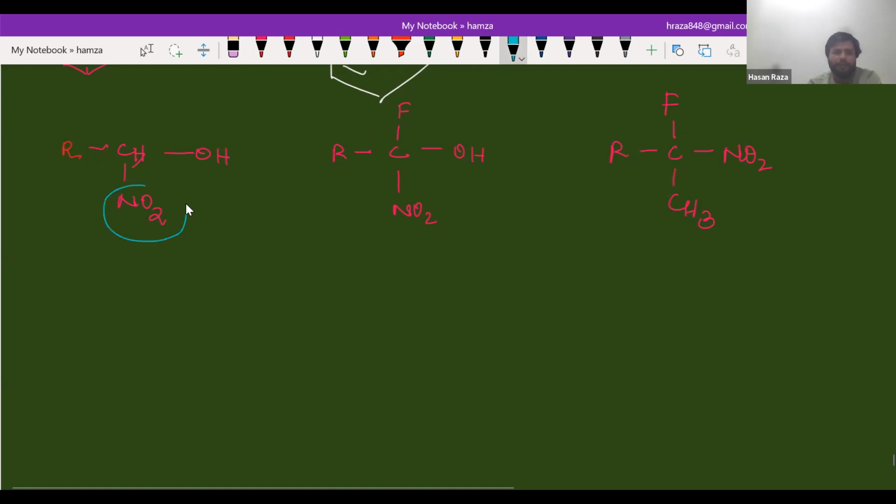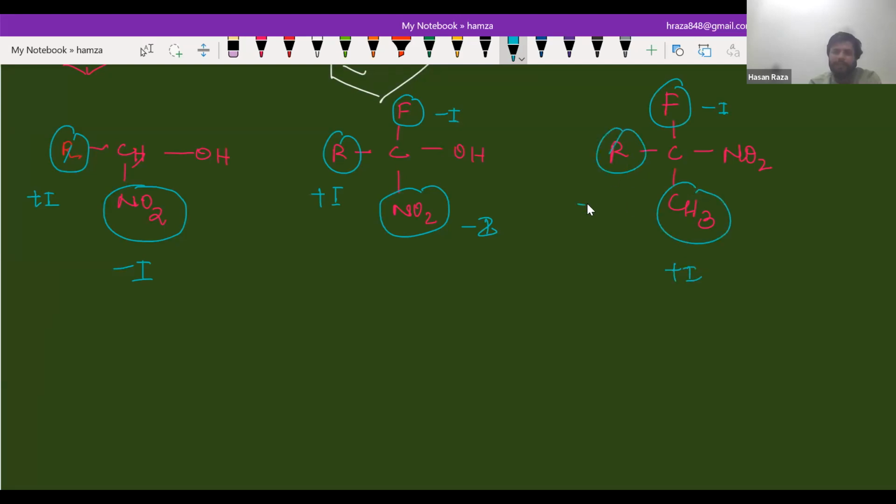Now see, this has minus I effect as well as plus I effect. R, that means alkyl group, plus I effect. This has minus I effect. This has minus I effect. This has plus I effect. This has minus I effect. This has plus I effect. This has plus I effect. And the concept is simple. Acidic character is directly proportional to minus I and inversely proportional to plus I. Now tell me, which one is the strongest acid? This is our A, this is our B, this is our C. Please tell me.